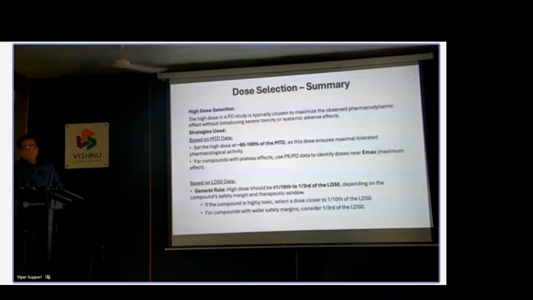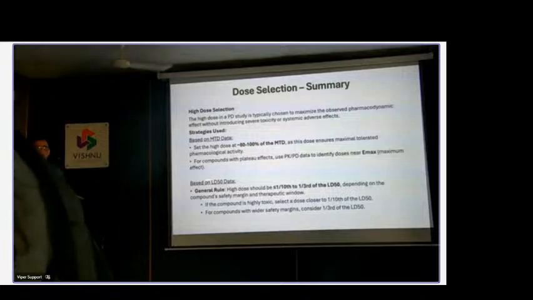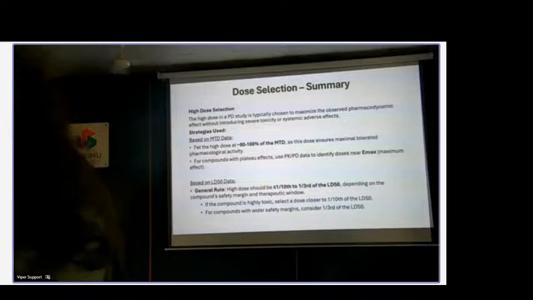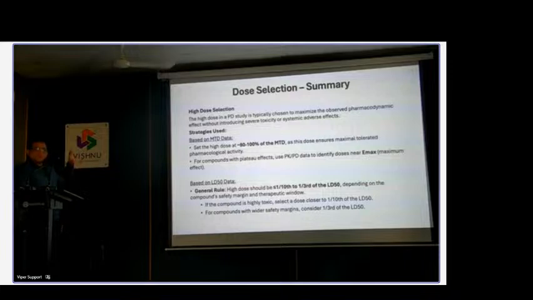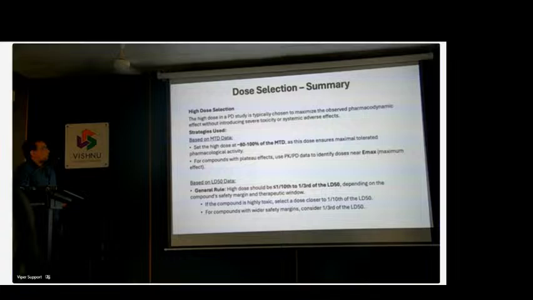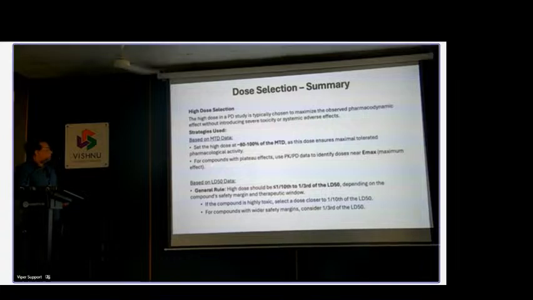So this is the importance and the need for the dose selection. Just to summarize, your high dose in the pharmacodynamic studies is typically chosen to maximize the objective pharmacodynamic effect without introducing any severe toxicity or systemic adverse reaction. So you may use either MTD or LD50 values. For MTD, once you get it from your dose response study, you take the MTD dose as your high dose.